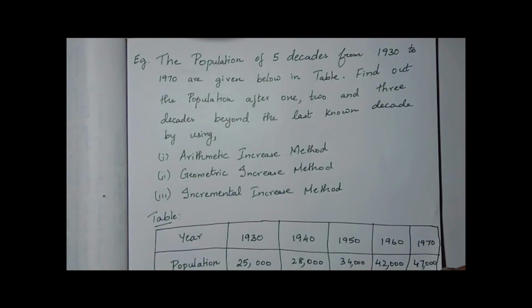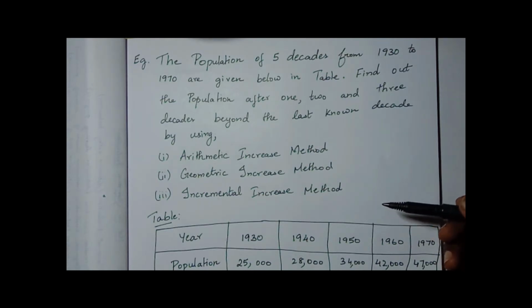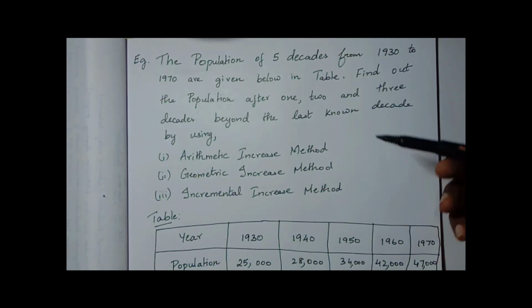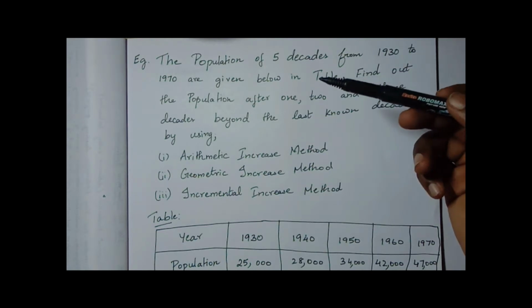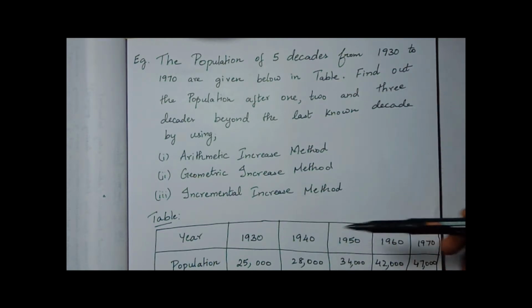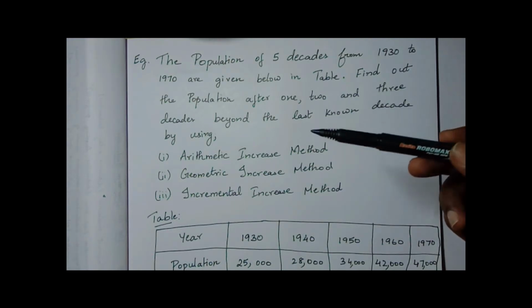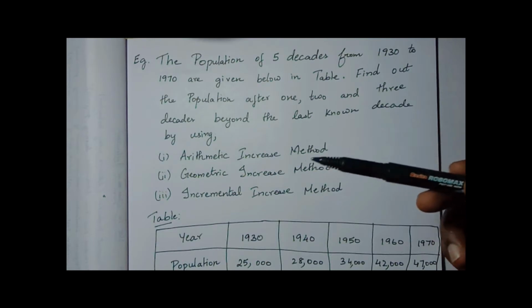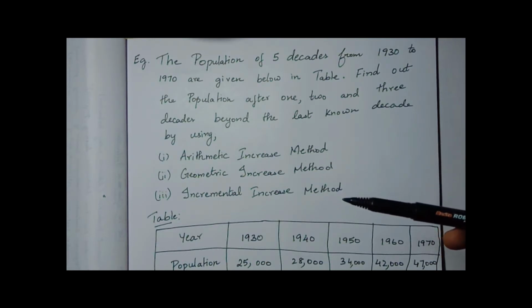Let us see an example for population forecasting. There are three mathematical methods: arithmetic increase method, geometric increase method, and incremental increase method. So this is an example. The population of 5 decades from 1930 to 1970 are given below in the table. Find out the population after 1, 2 and 3 decades beyond the last known decade by using arithmetic increase method, geometric increase method and incremental increase method.